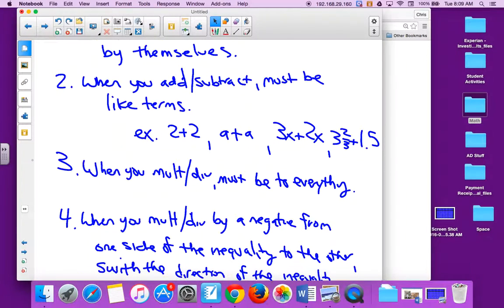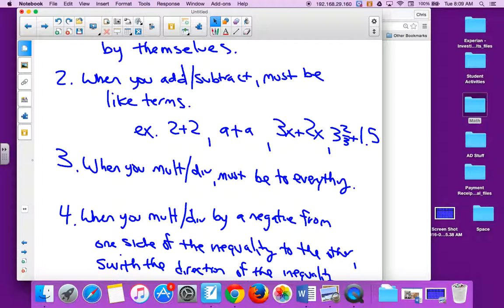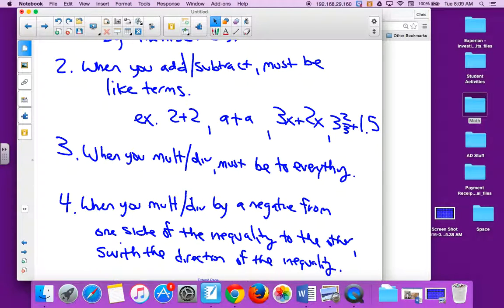Other ones, when you multiply or divide, it must be done to everything. And then number 4, when you multiply or divide by a negative from one side to the other, you need to make sure you switch the direction of the inequality. So if it was greater than, it becomes less than, or vice versa. All right, and then some examples.